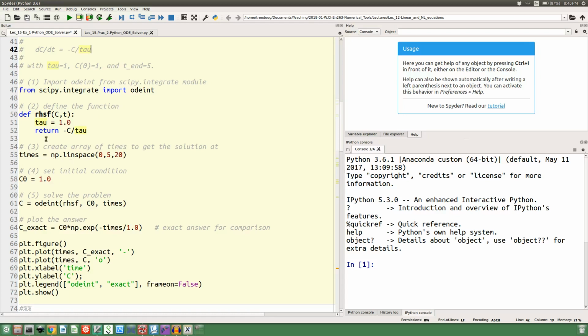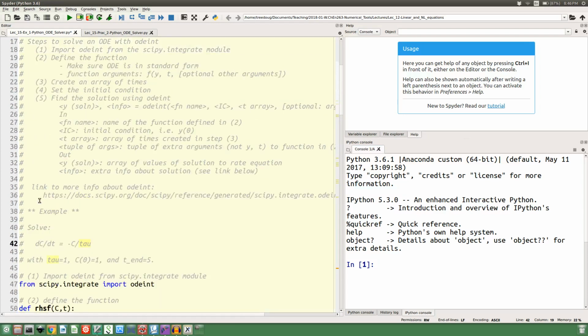We set our initial condition, c0 equal to 1, and the last thing we do is we solve the problem by calling ODEint, right-hand side function, comma, initial condition, comma, times. And we give it c. It looks like I was mistaken here. I think this is an optional return, so I'm just going to delete that. So it returns the solution. It can return info. This is optional. So sorry about that initial confusion.